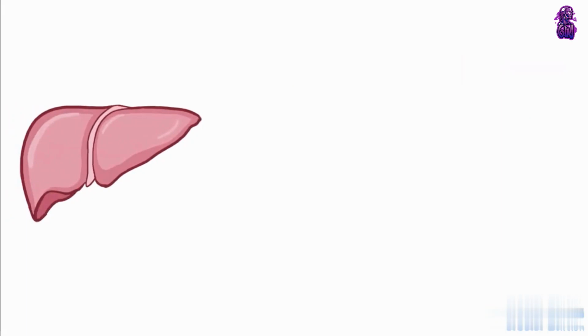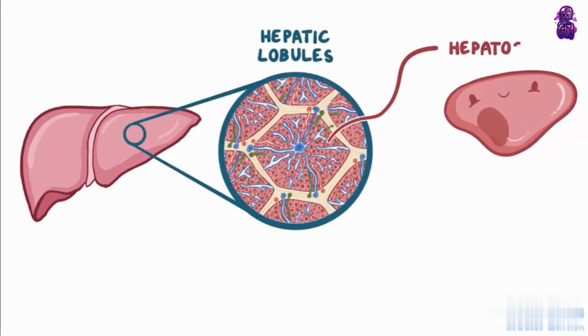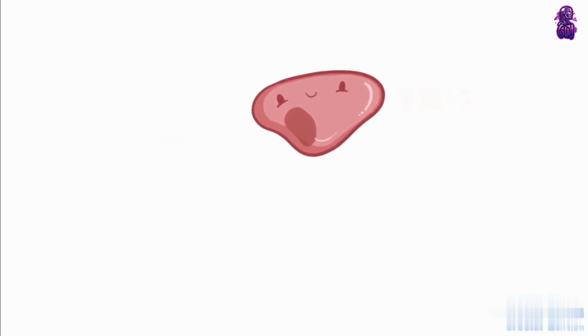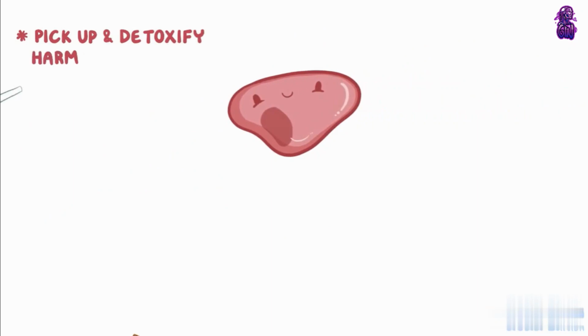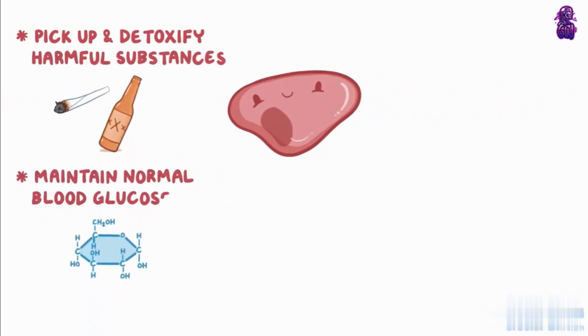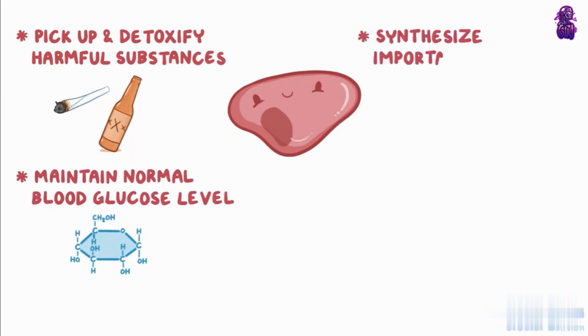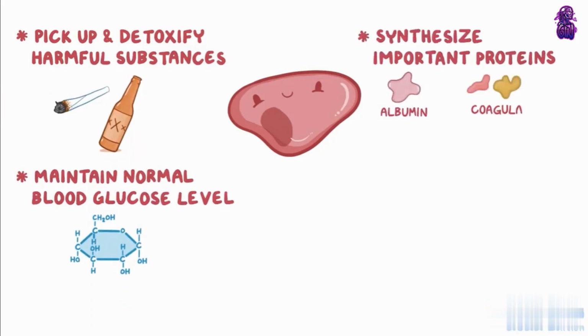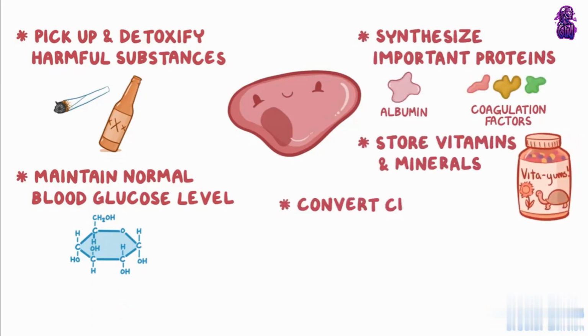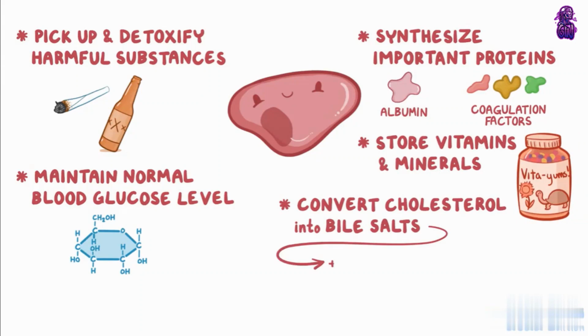Alright, now both these viruses target the liver, which is made of functional units called hepatic lobules. The main cells are called hepatocytes. They pick up and detoxify harmful substances like drugs or alcohol, help maintain a normal blood glucose level, synthesize a variety of important proteins like albumin and coagulation factors, store certain vitamins and some minerals, and convert cholesterol into bile salts, which along with water and bilirubin make up the bile.